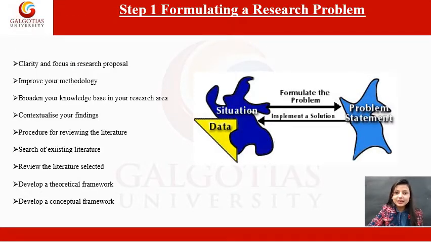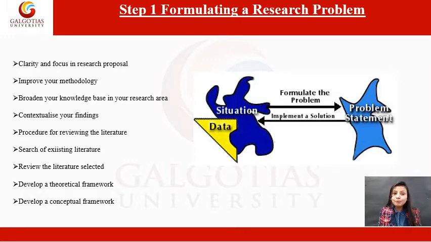So step 1 is formulating a research problem. Formulating your research problem enables you to make the purpose of your study clear to yourself and target readers. Focus your paper or report on providing relevant data to address it. A problem statement is an effective and essential tool to keep you on track with research and evaluate it. So first of all, clarity and focus should be very important in your research proposal.